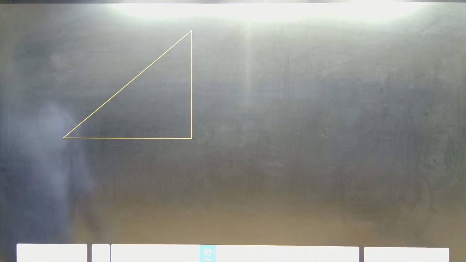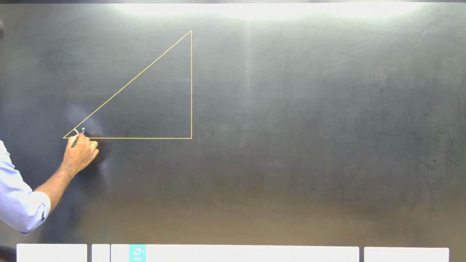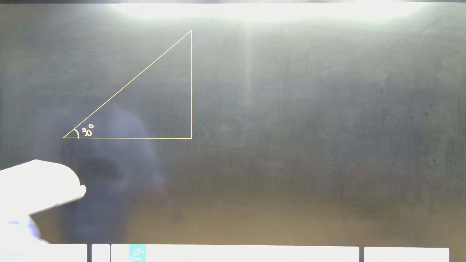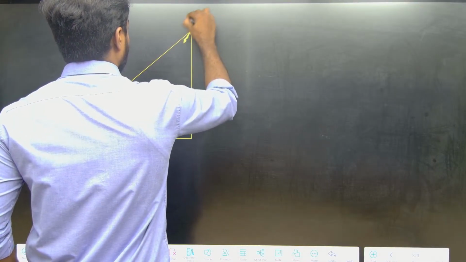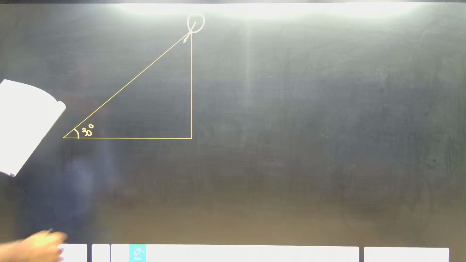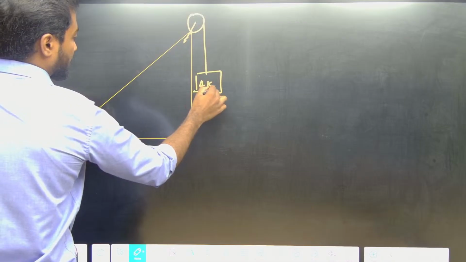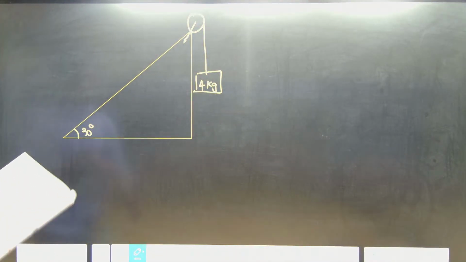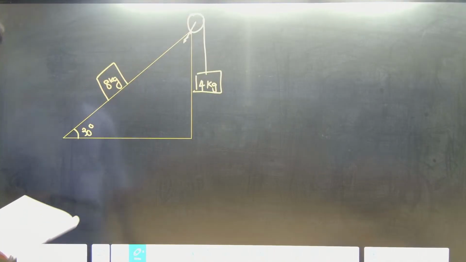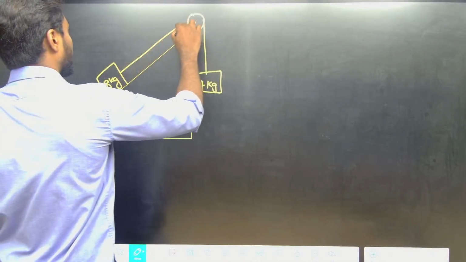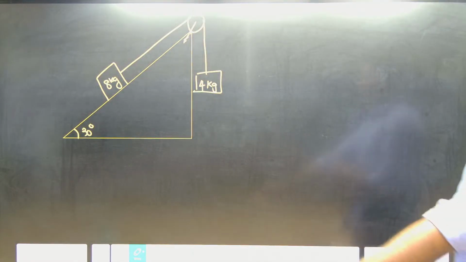So there is an inclined plane. They have mentioned the angle, 30 degree. There is a pulley over here, and they have given a 4 kg block, and one more block here. This is an 8 kg block, attached like this. We need to find what is the acceleration of the block.